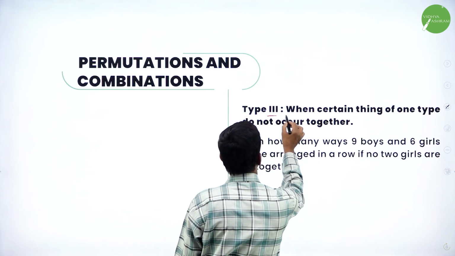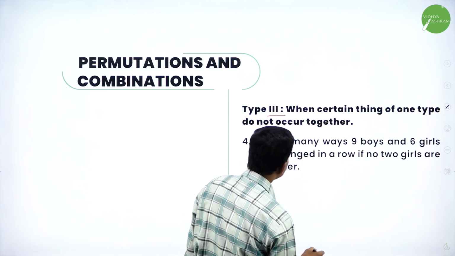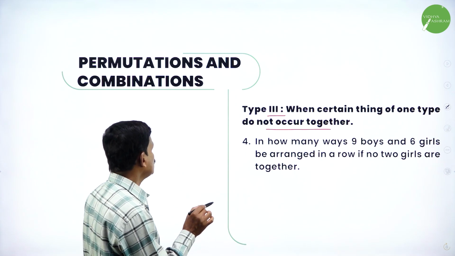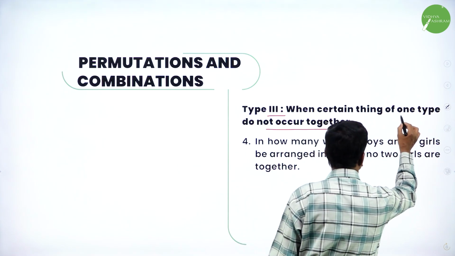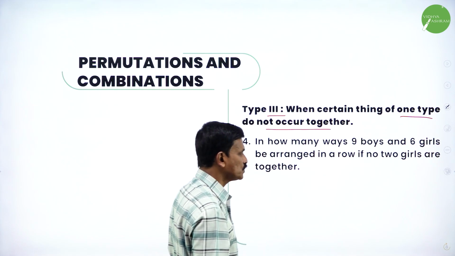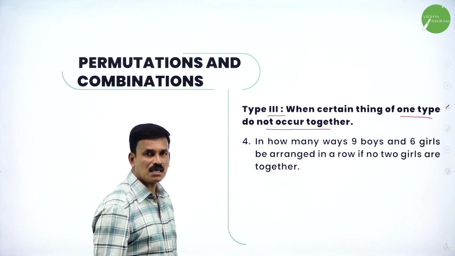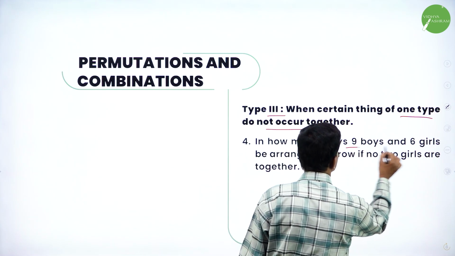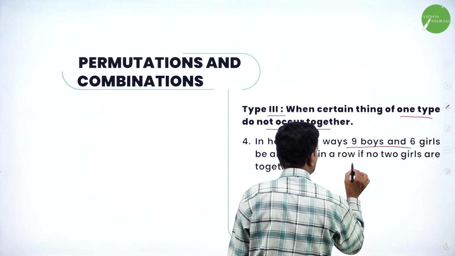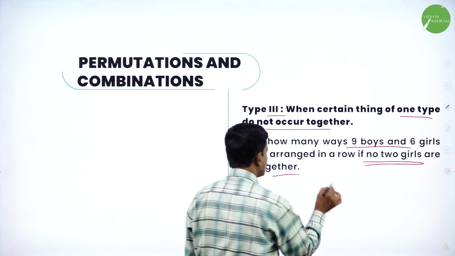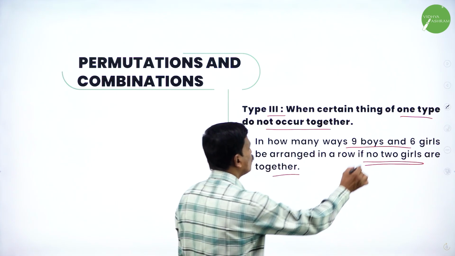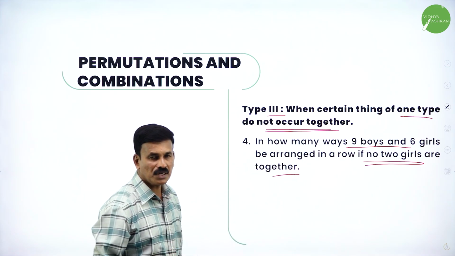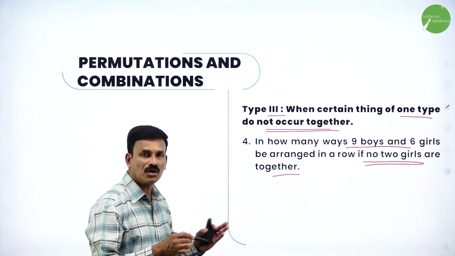That's it. Now move on to the next type, type 3: when certain things of one type do not occur together. Now let us take an example. In how many ways can 9 boys and 6 girls be arranged in a row if no 2 girls are together? In the previous type, things occurred together. Here, they do not occur together.